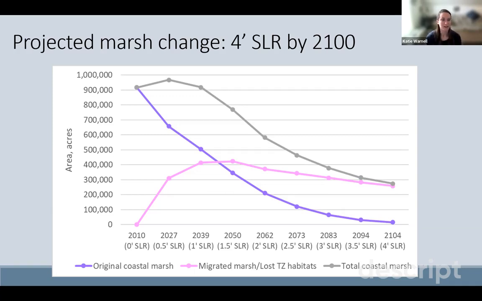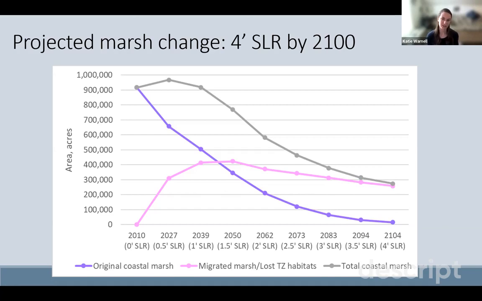And then the gray line is just the sum of the two. So you can see that initially with a little bit of sea level rise, you end up with increased area of coastal marsh, but after that it declines. And at the end of our analysis period, we end up with about 30% of the original marsh area.